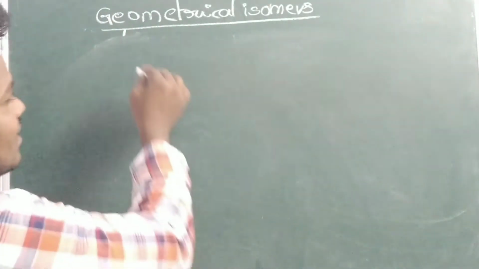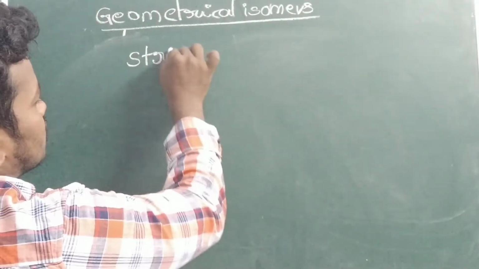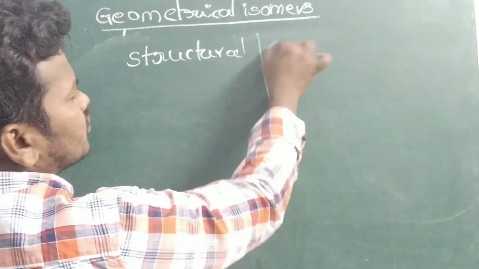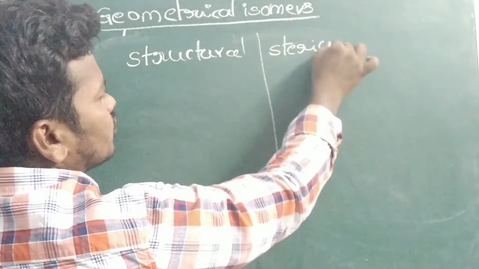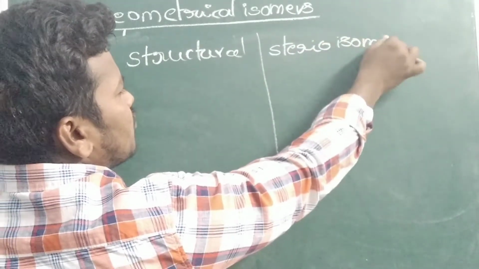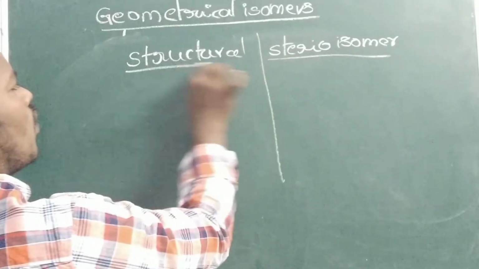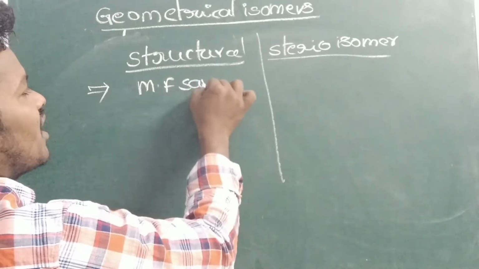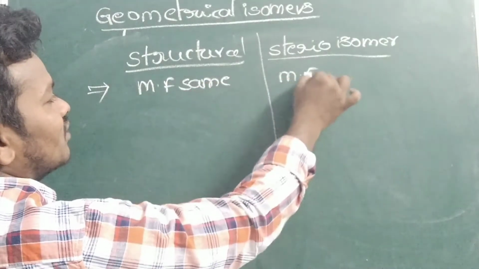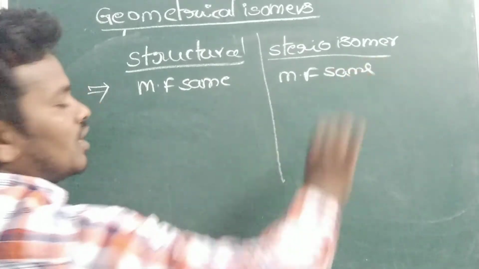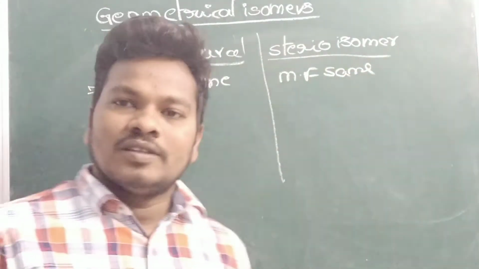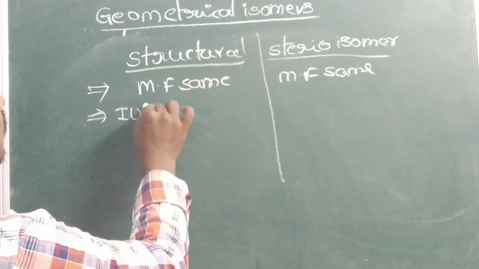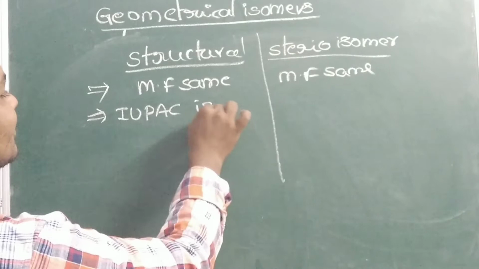So if you see the structural isomers and here the stereoisomers, what is the main difference? One common thing is that the molecular formula is the same. Of course we are calling them isomers, so the molecular formula is the same. Here, the IUPAC names of the isomers are different.